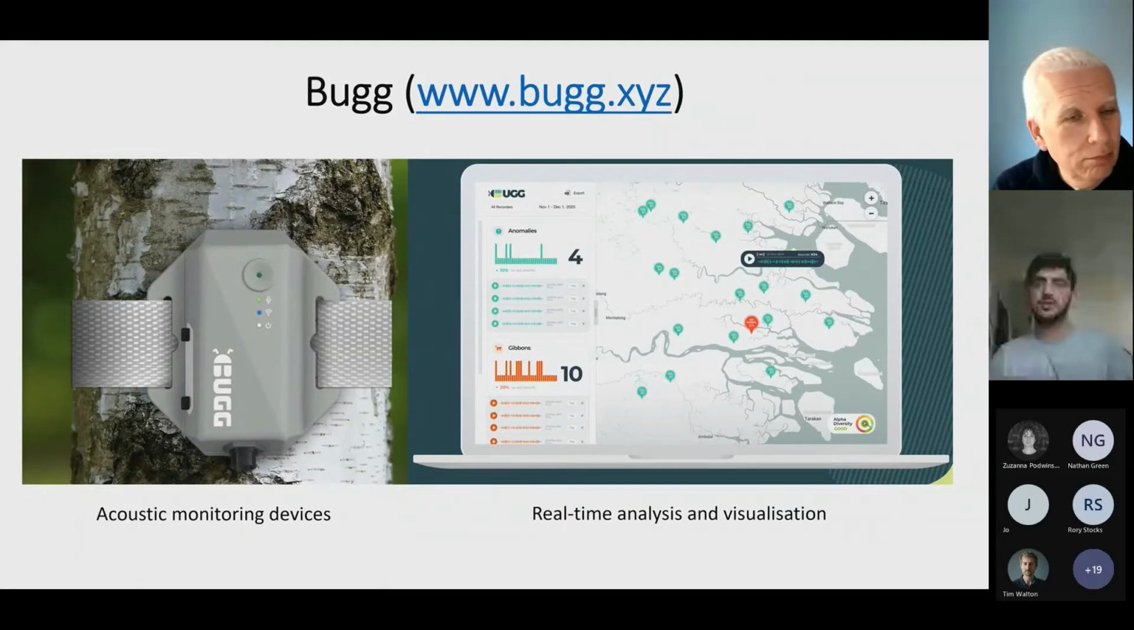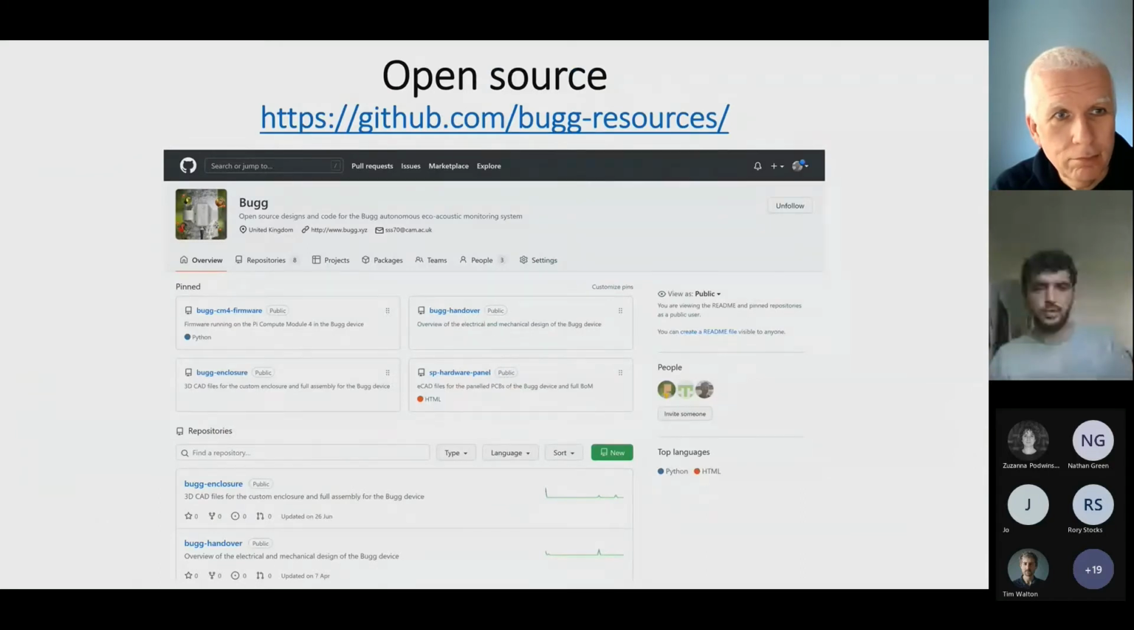The web app, we haven't quite got to open sourcing yet, but we are committed to doing so. But the hardware, the 3D CAD designs for all the injection molding parts, the full assembly, the firmware running on the compute module, they're all open source. You can go to GitHub, the Bugg resources project page, and find all of this. If you're entering into a similar project and want to see what's been done and what we found, there's a whole documentation of the design process, so it could save you a bit of time.